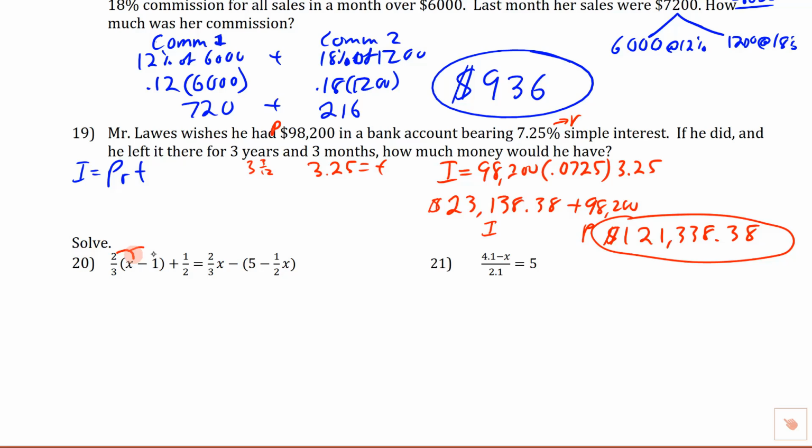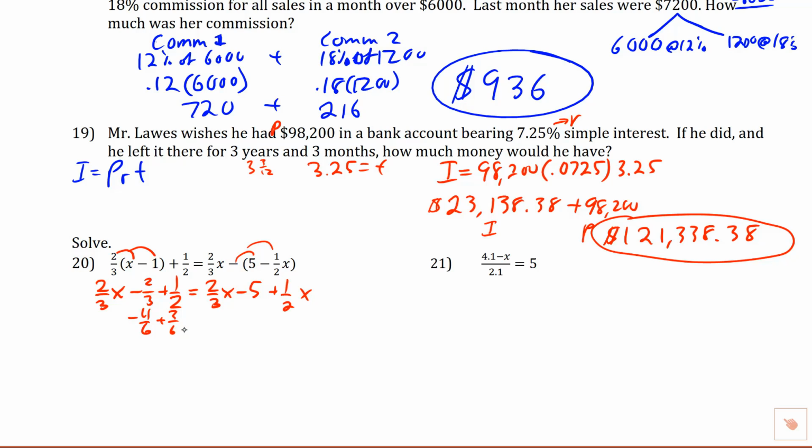So if we take a look here, we're going to multiply here, so that's going to be 2/3 x. Multiply here, that's going to be minus 2/3, and then plus 1/3 equals 2/3 x, and then distribute the negative through, so that's going to be minus 5 and then plus 1/2 x. So let's see what we get here. We want to combine these numbers together. Whoops, that's a 1/2. I better not make that mistake. Okay, we're good there. So this is going to be negative 4/6 plus 3/6 if I get a common denominator.